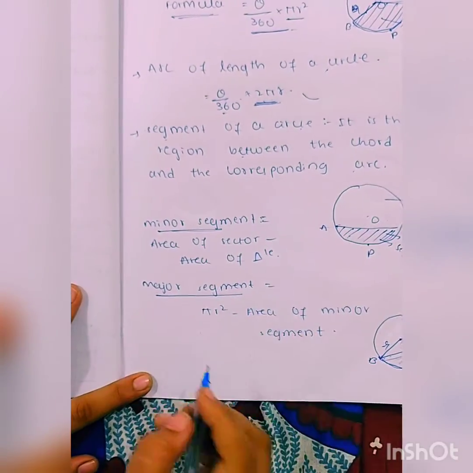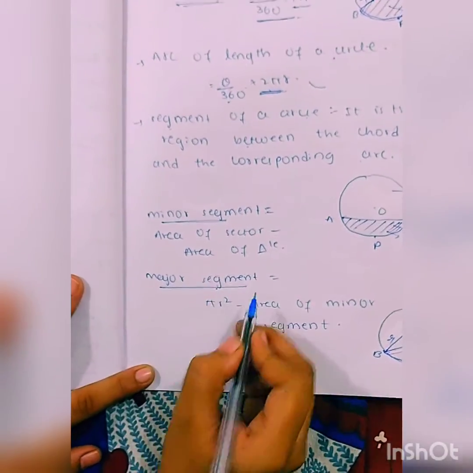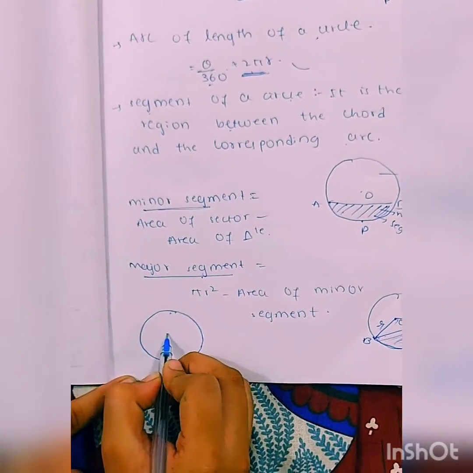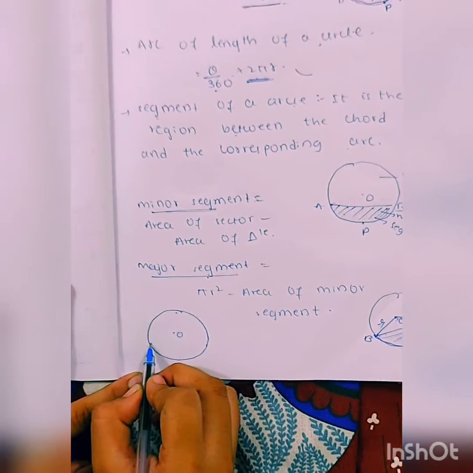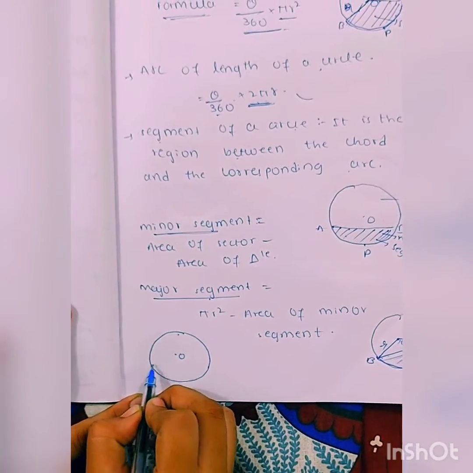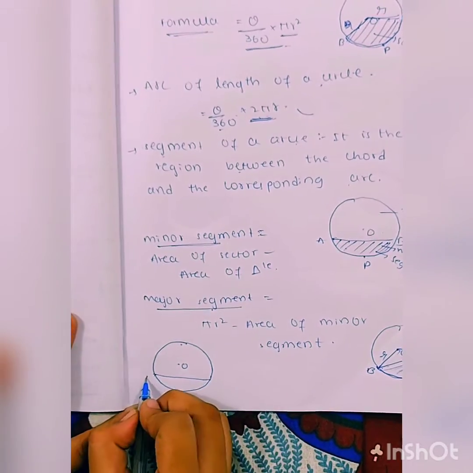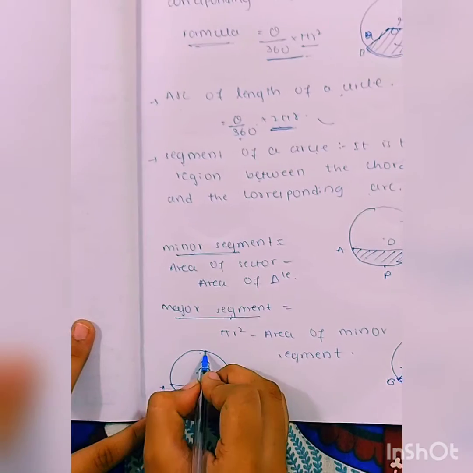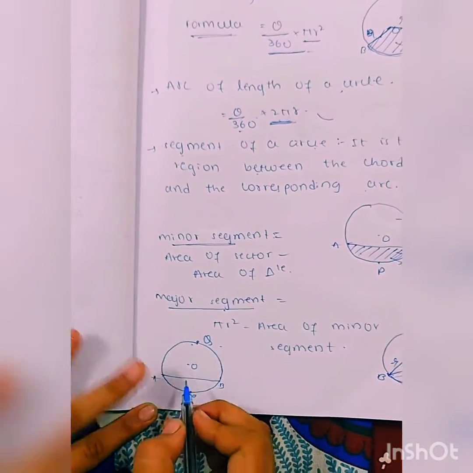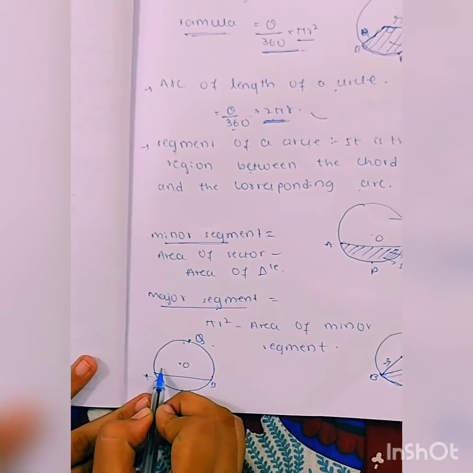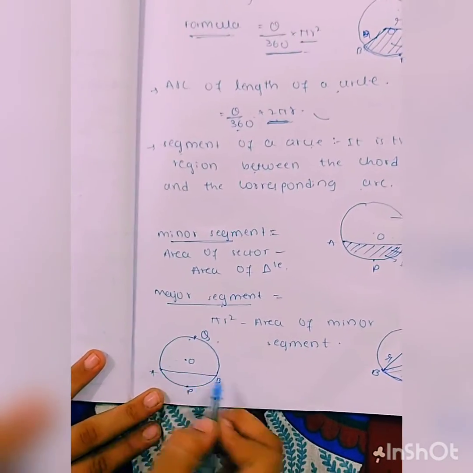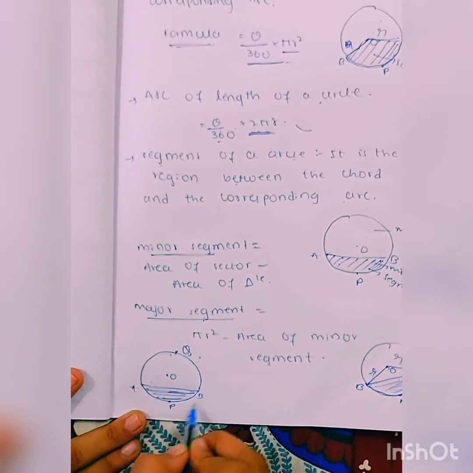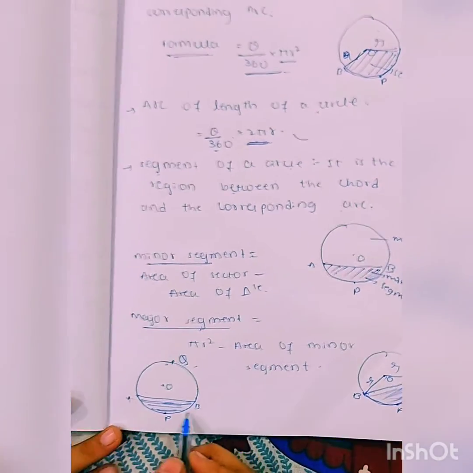Major segment. In order to find the area of major segment, we have to subtract the area of minor segment from the area of circle. So here AB is a chord and APB is a minor segment and AQB is a major segment. In order to find the area of major segment, we have to subtract the area of minor segment from the area of circle. So this is for now.